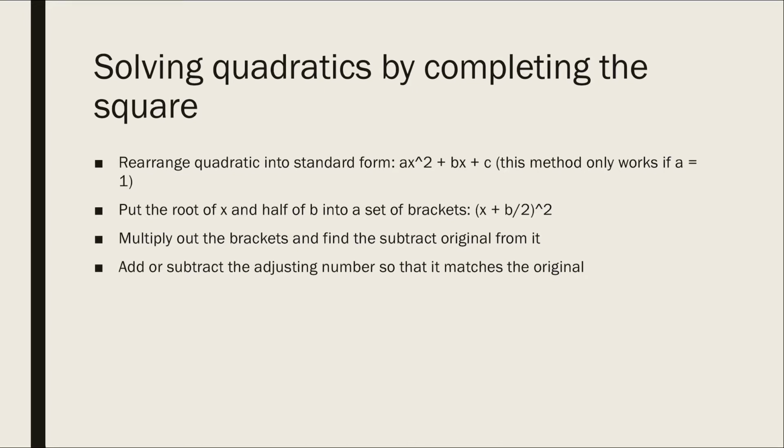Then what you want to do is multiply out those brackets. So you multiply out x plus b over 2 whole squared, and then you compare the two, and then figure out if you have to subtract an adjusting number from it or add it, as it says there.